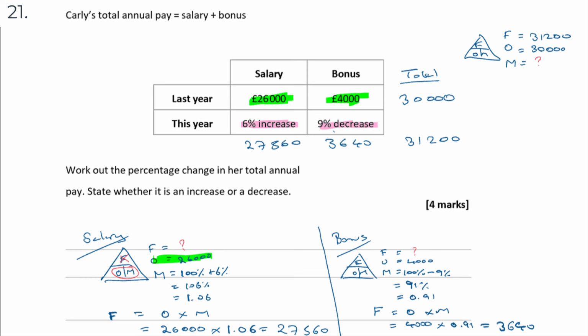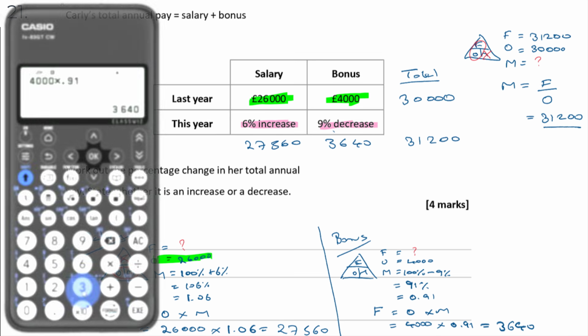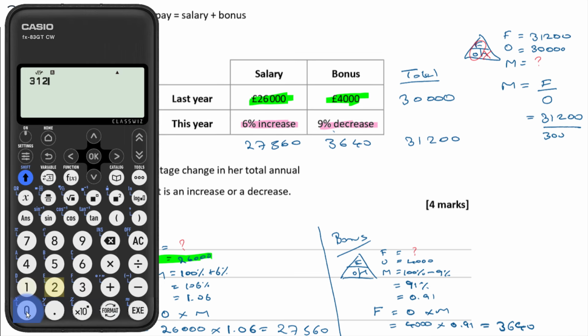So putting our thumb on the thing we want, the multiplier. Multiplier is final over original. So multiplier is final divided by original. That's going to be 31,200 divided by 30,000. What's that going to be equal to?